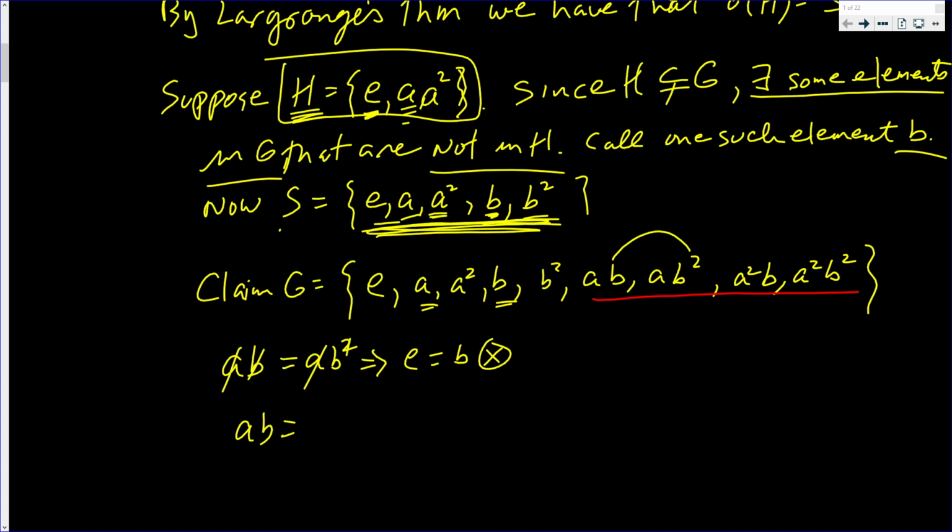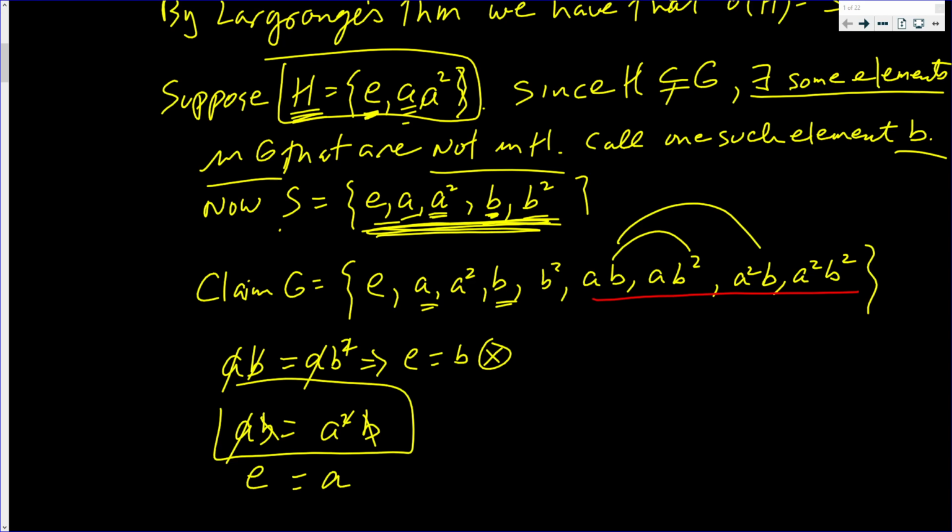AB can't equal that. Can AB equal A squared B? Well, same argument. Kill off an A on the left, kill off a B on the right, we get that E equals A. If A squared equals A squared B, then E equals A. Another way to show that is as follows. Say AB is equal to something times AB. That means that's E. So that's not true.